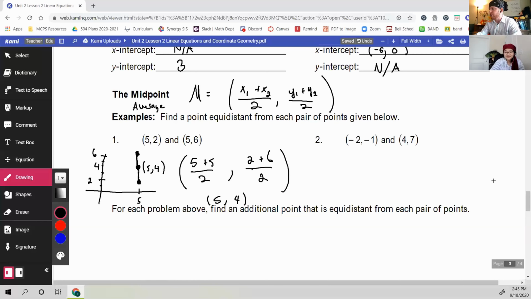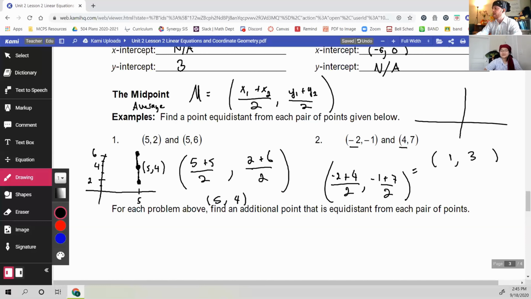What is the average x-coordinate? -2 and 4: (-2 + 4) divided by 2. And (-1 + 7) divided by 2. This ends up being 2 divided by 2, which is 1, and 6 divided by 2, which is 3.